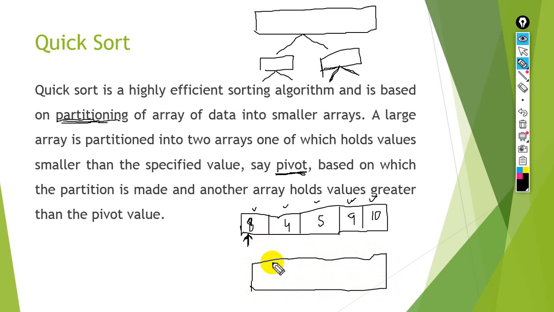So now for example 5, 4, 8, 10, 9. So assume that after performing some steps, for example, we get this array. So I will do those steps.